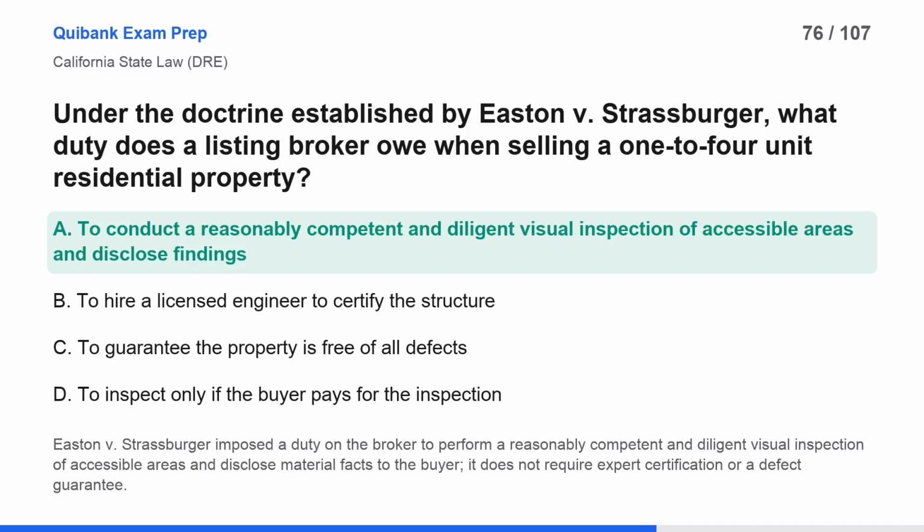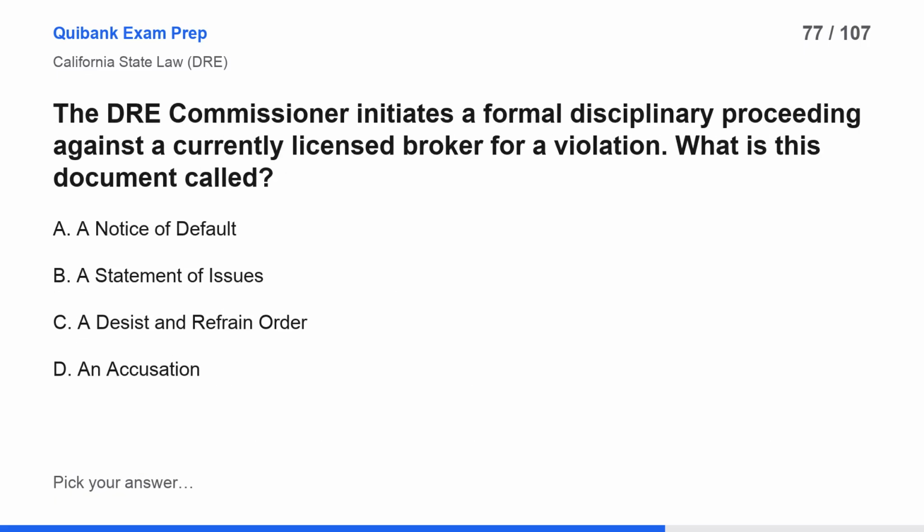The answer is A. To conduct a reasonably competent and diligent visual inspection of accessible areas and disclose findings. Question 77. The DRE Commissioner initiates a formal disciplinary proceeding against a currently licensed broker for a violation. What is this document called? A. A notice of default. B. A statement of issues. C. A desist and refrain order. D. An accusation.